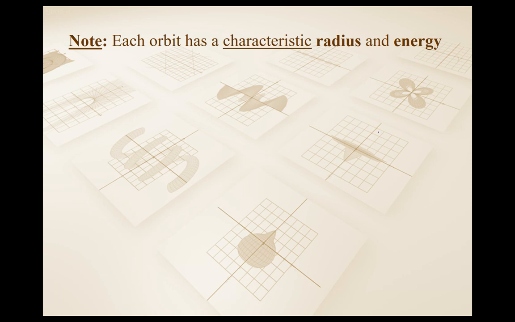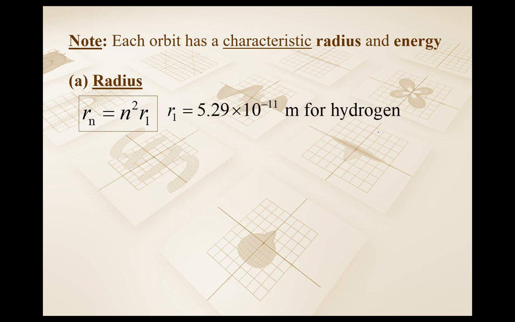Each of these orbits has a characteristic radius and energy. So let's look at the radius first. The radius for an electron in orbit around hydrogen can be calculated by Rn is equal to n squared times R1. Now in this equation, R1 would be the radius of the orbit where you would have the electron, the first stationary state, which is the ground state. So R1 is the ground state orbit, 5.29 times 10 to the negative 11 meters for hydrogen.